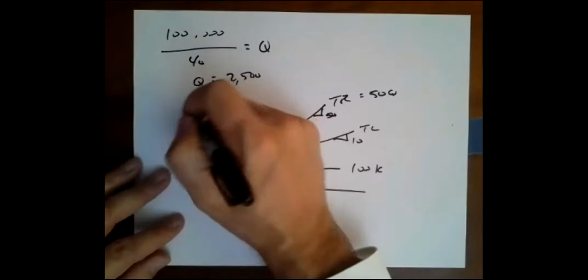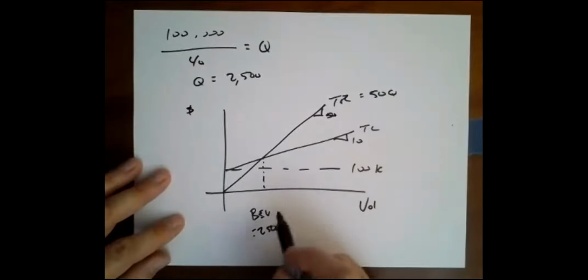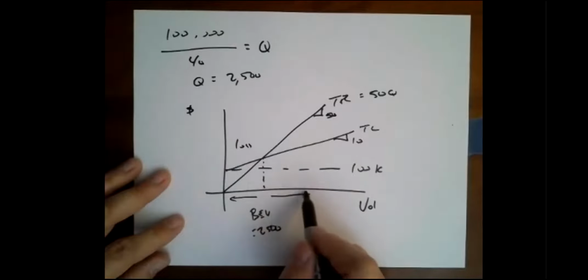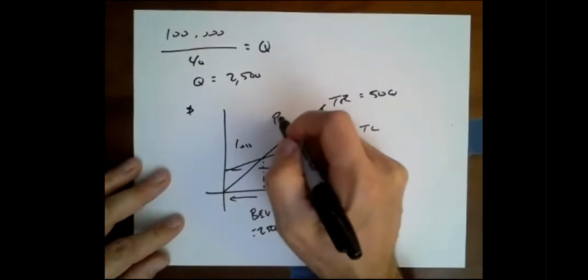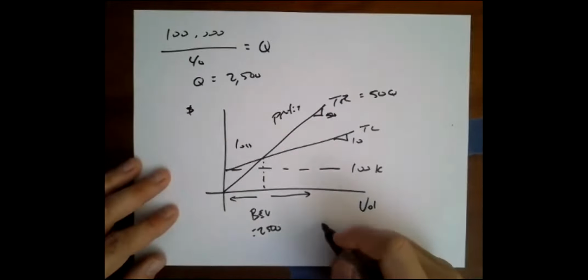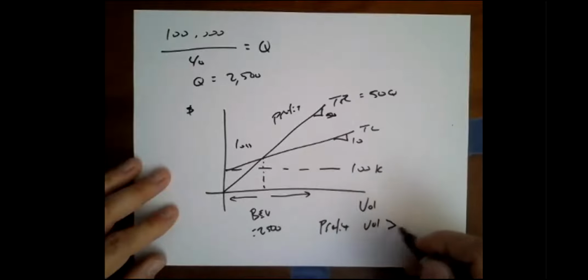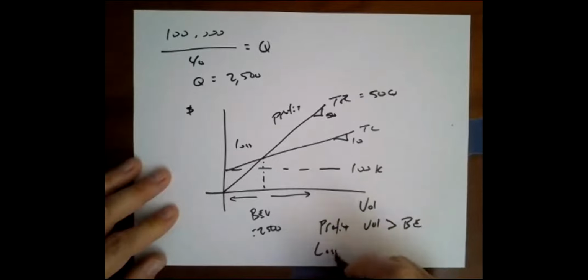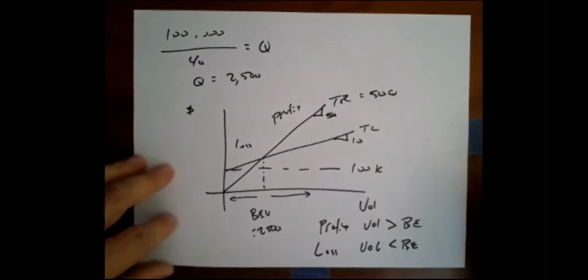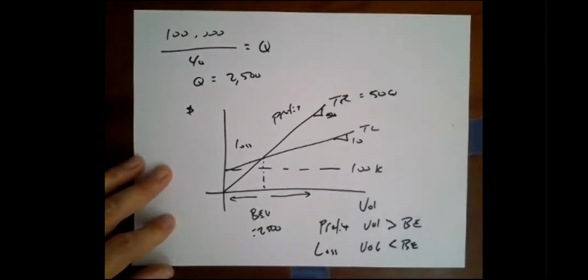So if it does less than 2,500 tests, then it's going to make a loss. And if it does more than 2,500 tests, it's going to have a profit. So profit when volume is greater than break even, and loss when volume is less than break even, right? That's the basic idea here. For fee, and remember, this is for fee for service.